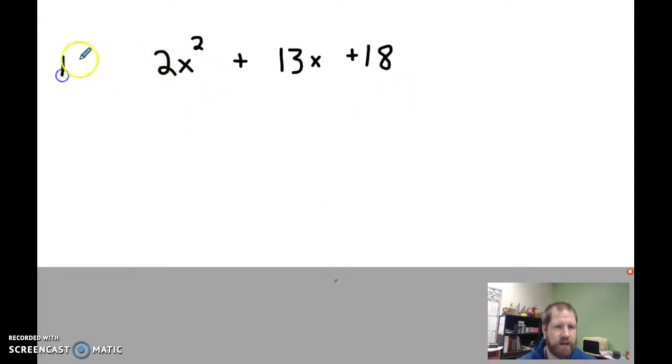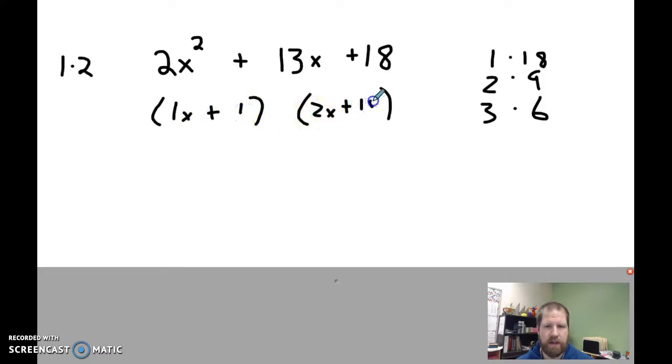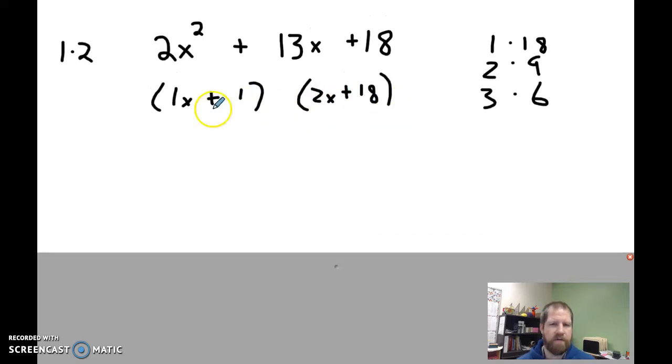So I've got 2, that's pretty nice. That means I've just got 1 and 2. And 18, I've got 1 and 18, 2 and 9, 3 and 6. Any of those can be my factors. But again, that's not too bad. I've got just 1 factor there and 3 factors there. So when I set up my binomial, I'm going to have 1x, 2x, and then 1 and 18. If I've got 1x times 18, I can already see that that's not going to work. 18 is never going to work because that's more than 13. So I can just cross that one off.